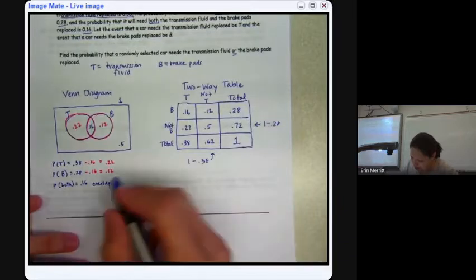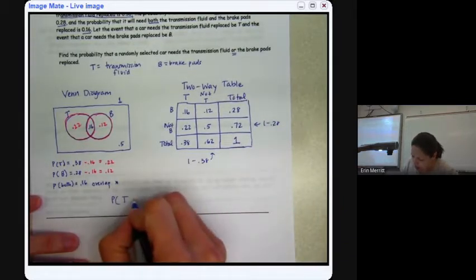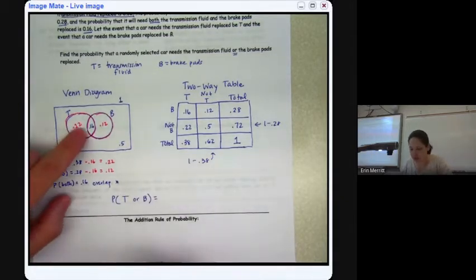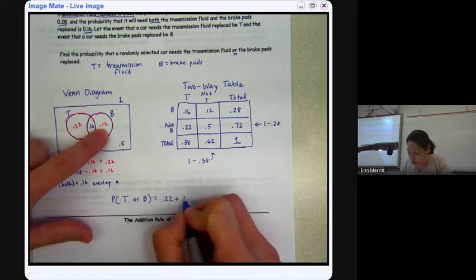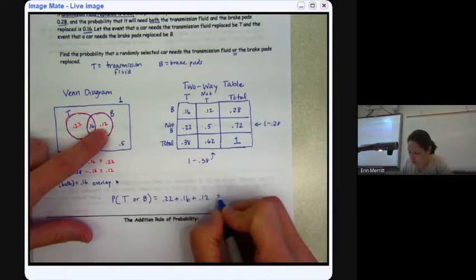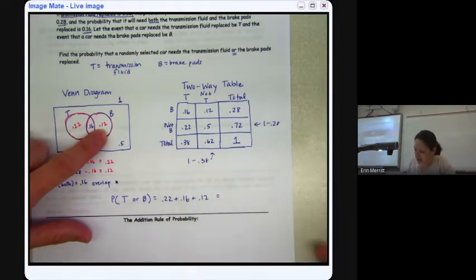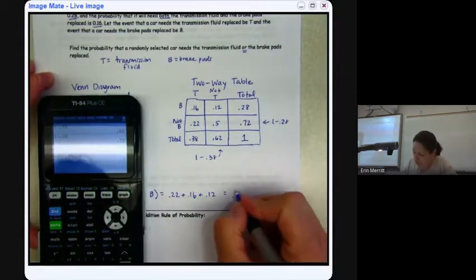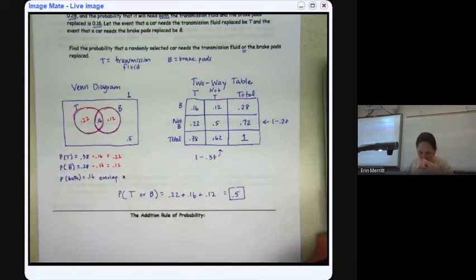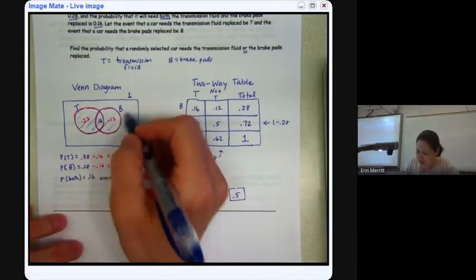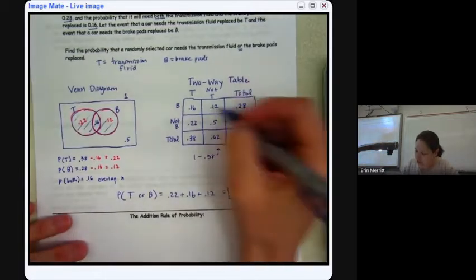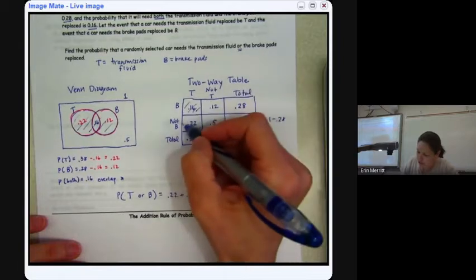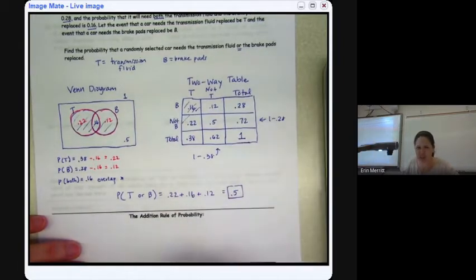And so if we need the probability of transmission fluid or brake pads, that means I'm going to add up these three little details, the 0.22 plus 0.16 plus 0.12. If we add all that up, that is going to give us 0.5. So I can get my answer by adding up everything in here. If I had done the same thing on this chart, I would have been adding up the 0.16 right here, the 0.22 here, and then the 0.12 there, which is a little trickier to see.